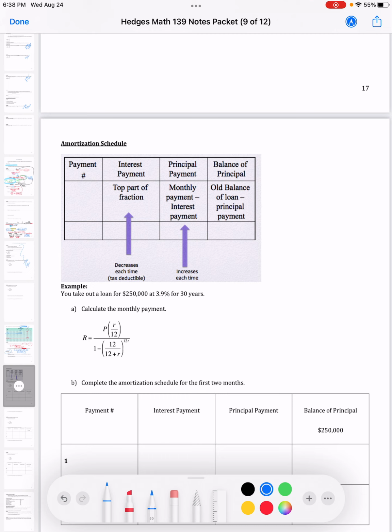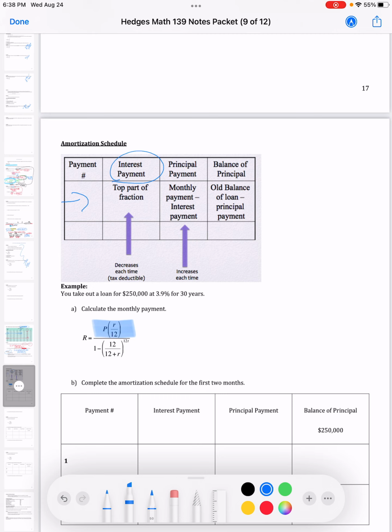So we've kind of got a little infographic here for us. So we're going to have a payment. So for each payment, the interest is the top part of our formula. So let's see, I'll try to color code this for us. So the interest payment is the top part of our formula that we did. And again, this changes for each payment that we're going to do. It's never the same amount.